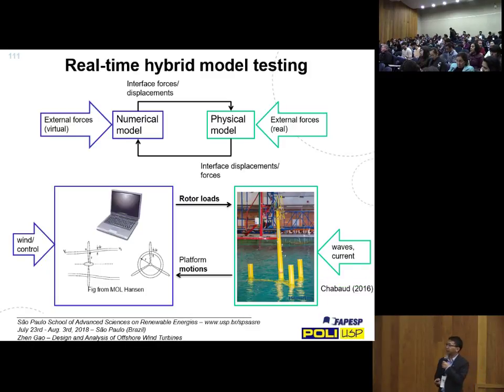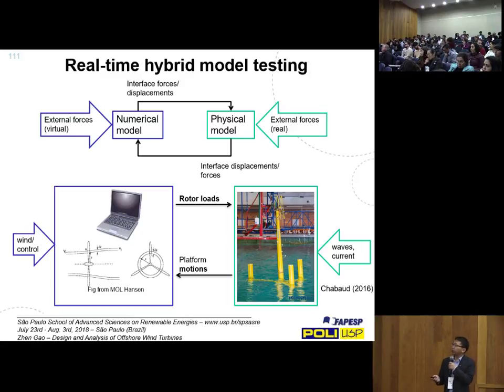I want to highlight one of the studies here that uses so-called hybrid model testing. The issue is that we cannot really have the same scaling law for the floater and for wind turbine loads. Basically, we have to use Froude scaling law for hydrodynamics, and then we have to use Reynolds scaling law for the aerodynamics. And they cannot be satisfied at the same time. Basically, we have a relatively small Reynolds number at the model scale.